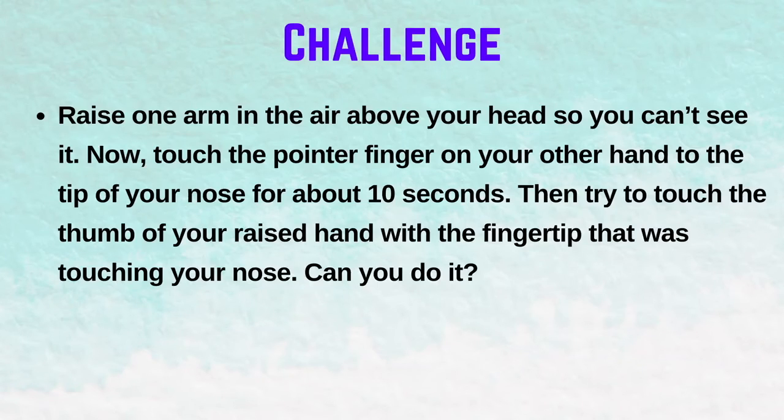Okay, last challenge. Raise one arm high in the air above your head so you can't see it. Now, touch the pointer finger on your other hand to the tip of your nose for about 10 seconds. Then try to touch the thumb of your raised hand with the fingertip that was touching your nose. Okay, I'm going to try it. Can you do it? Okay, I didn't quite make it. I touched it right there, so my perception's a little bit off.